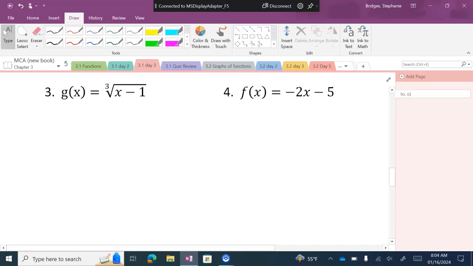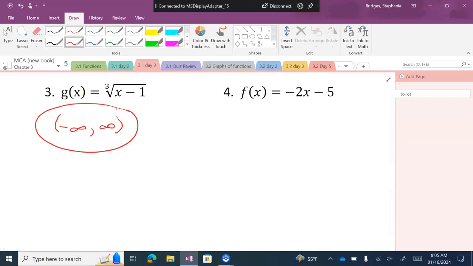All right, so with number 3, if it is a cube root and I can have negatives under there, would there be any restrictions for this one? No. So my domain is going to be all real numbers, which in interval notation is parenthesis, negative infinity to positive infinity, parenthesis. Okay. I didn't have a fraction and I did not have an even root, meaning a square root or a fourth root.